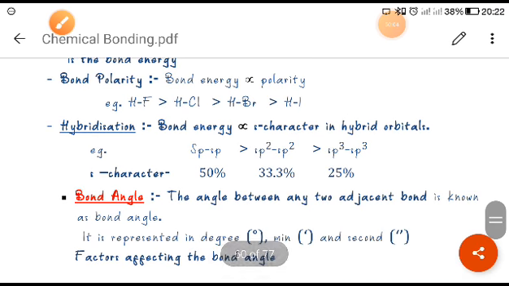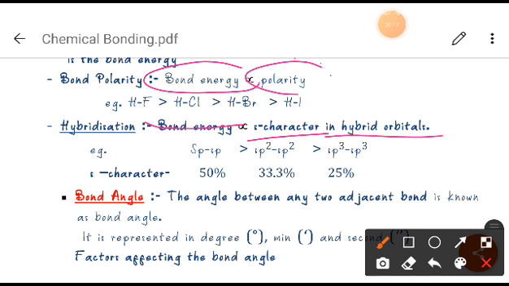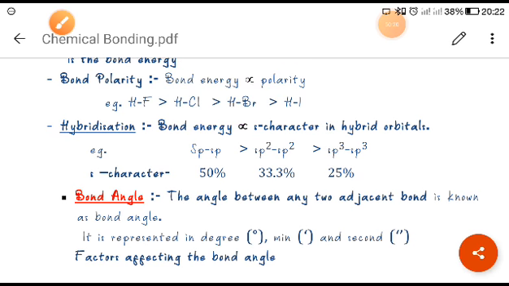Next is bond polarity. Bond energy will be directly proportional to polarity. Now again, hybridization. When we talk about hybridization, bond energy is directly proportional to the s character of the hybridization. The greater the s character, the greater will be the bond energy.